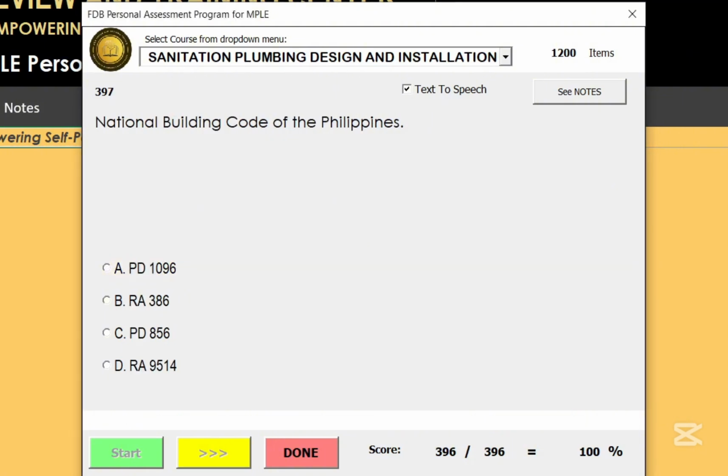National Building Code of the Philippines. A. PD 1096, B. RA 386, C. PD 856, D. RA 9514. Please pick your choice. Option A is your choice, and it's the correct answer. Well done.